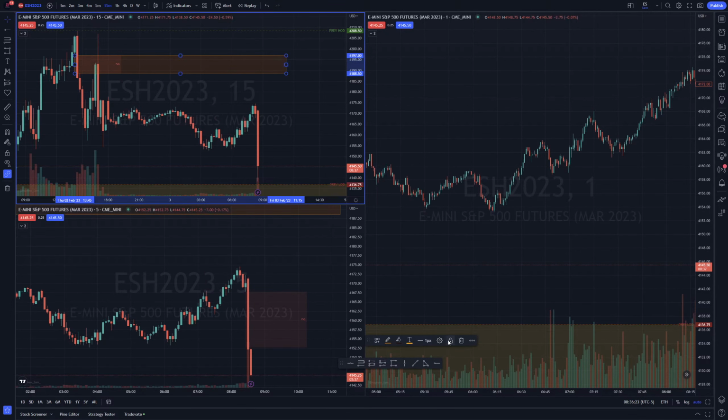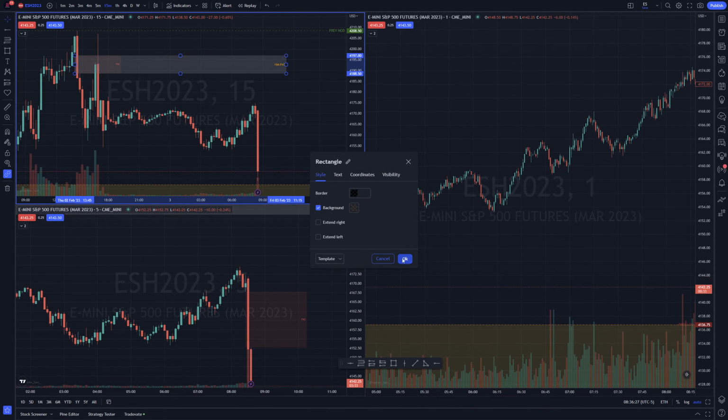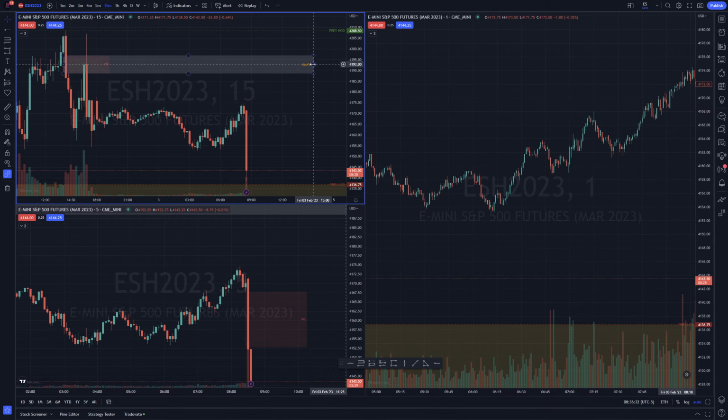Man, why does my thing keep doing this? Maybe I hit cancel. It didn't really get rebalanced, right? So potential target up there.